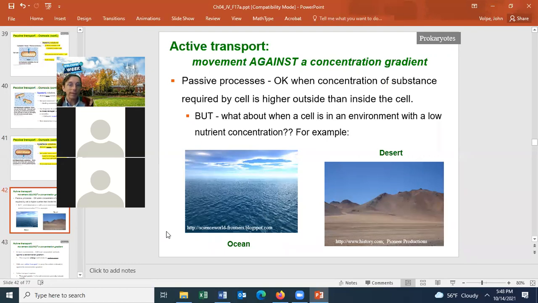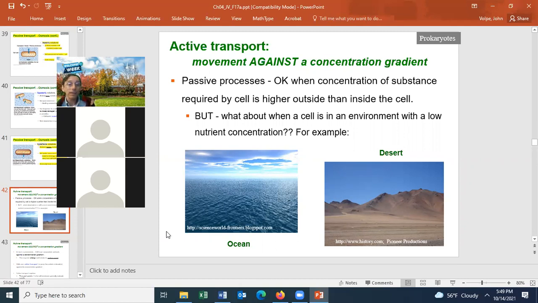So the passive processes are okay when the concentration of the substance required by the cell is higher outside the cell than inside the cell. But surely that often doesn't happen. If you think about it, the cell is going to want glucose. And glucose generally is not going to be higher outside the cell than inside the cell, unless the cell happens to be around candy or something, like you eat candy in your gut.